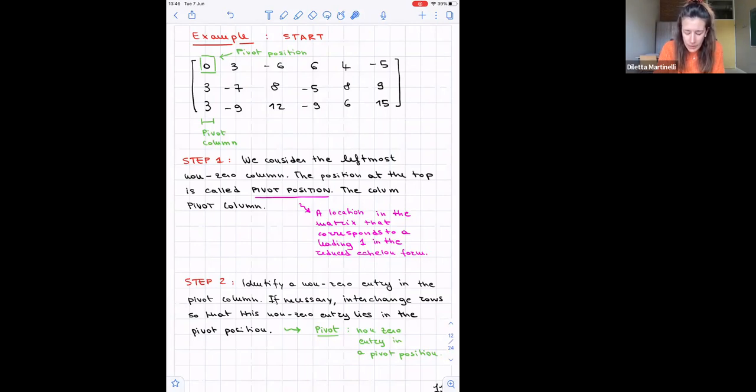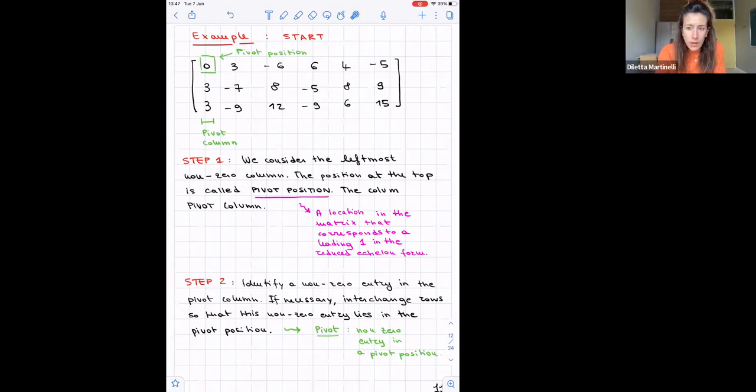And the position at the top is this pivot position. So to be precise, what is a pivot position? It is a position that would correspond to a leading 1 in the reduced echelon form. So we are trying to have a 1 in the end and have 0 underneath. The first thing that you want to do is have a non-zero entry here. So you want to have a non-zero entry in the pivot column. And if necessary, you can swap rows so that you get a non-zero entry here. And this would create a pivot. So a pivot is a non-zero entry in a pivot position.